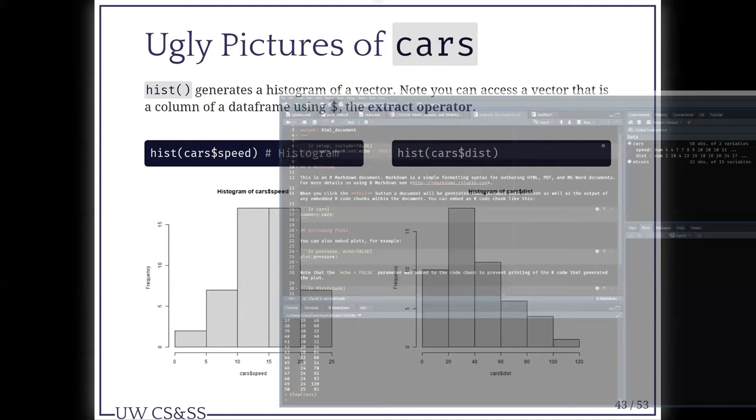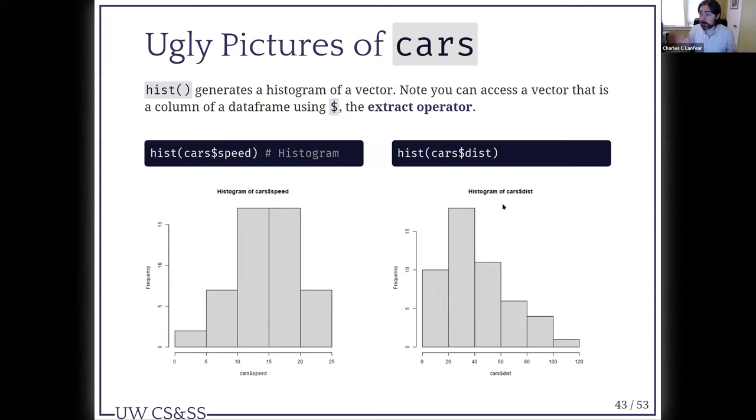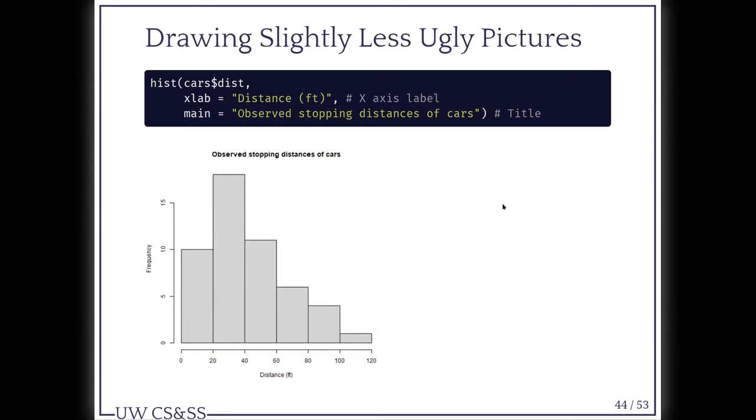Okay, I'll keep chunking. So here are some histograms. You might want to make them slightly less ugly. So you might take my histogram of distance, but then say I want the x label to be distance in feet. I want the main title to be observed stopping distance of cars. You'll see here the plot now says observed stopping distance of cars and distance in feet down here. When you write text in R like this, you've got to quote it in either double or single quotes. These quotes are just telling it it's a string or character data. We're going to talk about character data a lot later, okay? This is just a syntax for gussying up your histogram.